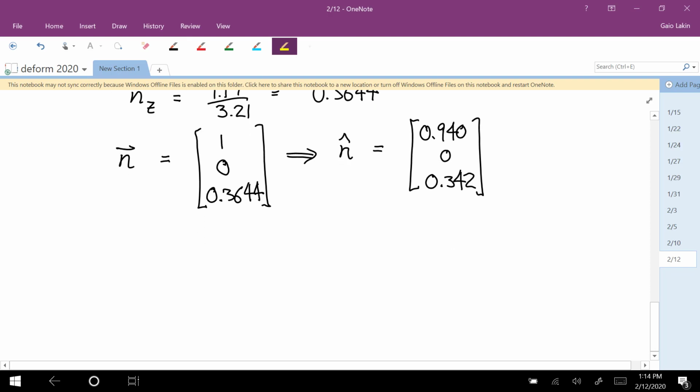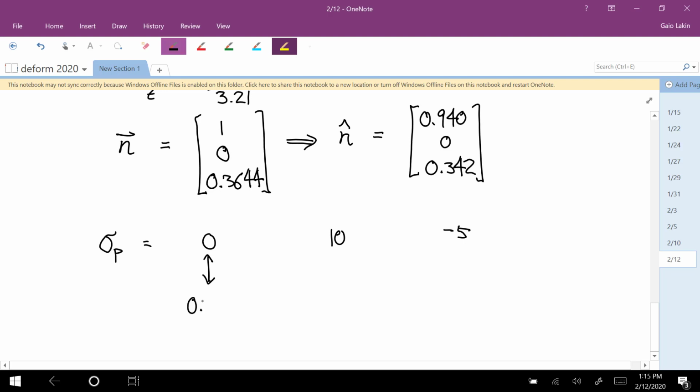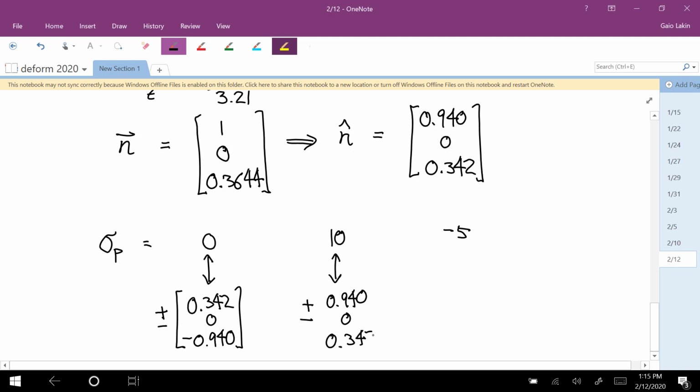Okay, so let's think about what we know now. So we have principal stresses of 0, 10, and negative 5. The 0 corresponds to plus or minus 0.342, 0, negative 0.940. The 10 corresponds to plus or minus 0.940, 0, 0.342.